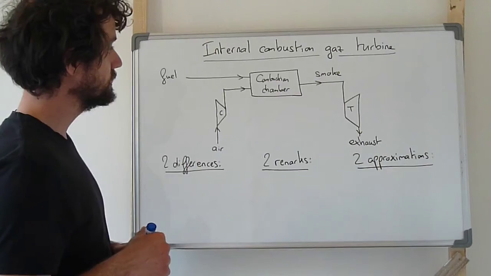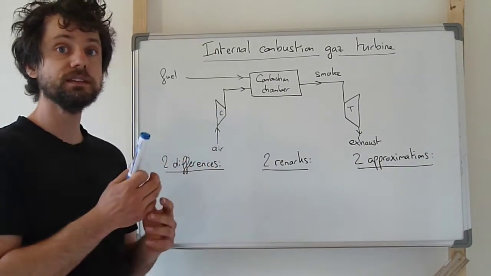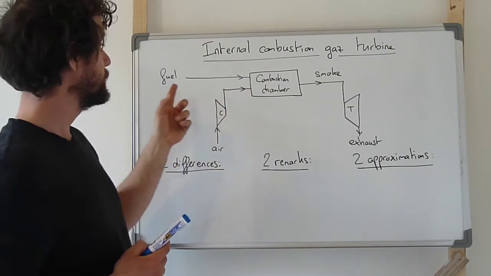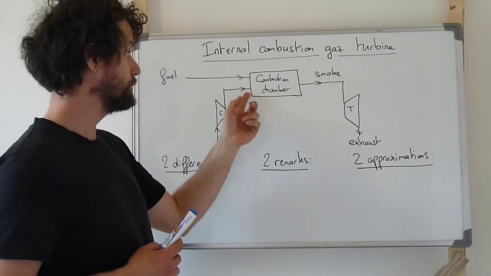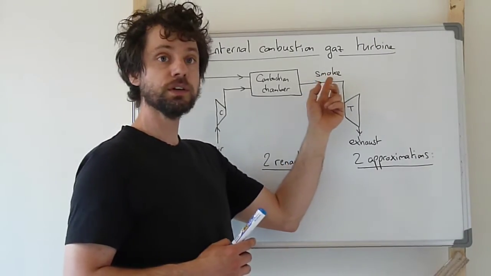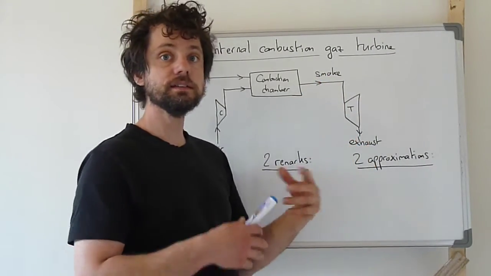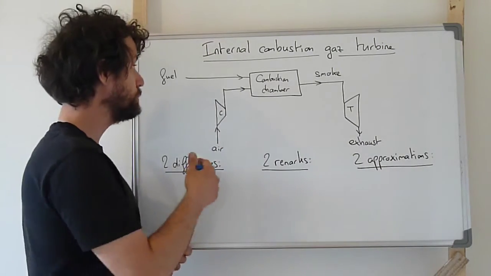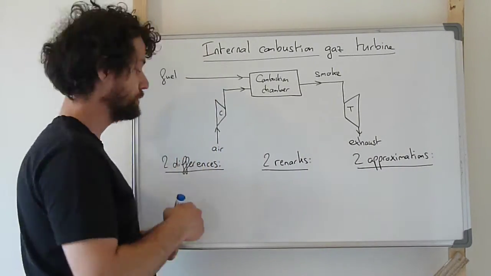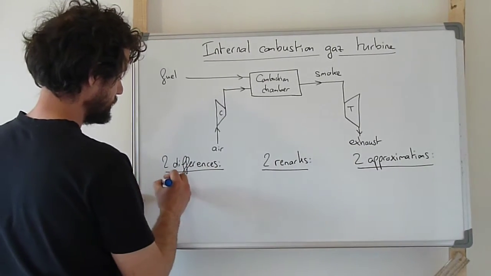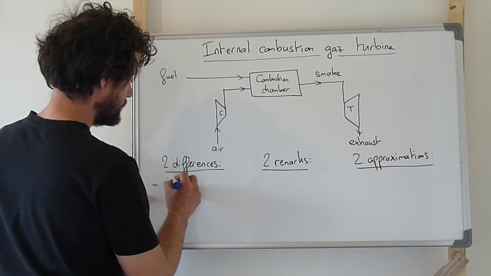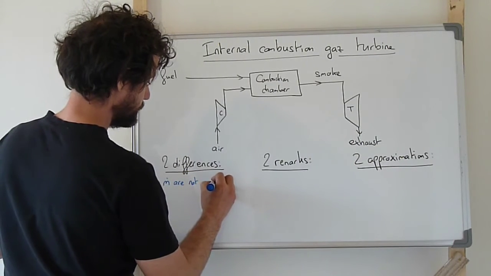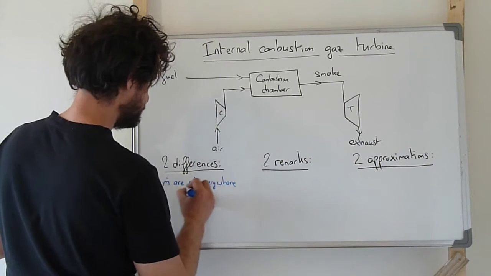The first one is that the mass flow rate is not everywhere the same, because here we have a mass flow rate of air which is mixed with the mass flow rate of fuel, and so the mass flow rate of smoke that will be expanded is the sum of the mass flow rate of air that has been compressed in the compressor plus the mass flow rate of fuel. So that would be the first difference. The mass flow rates are not everywhere the same.